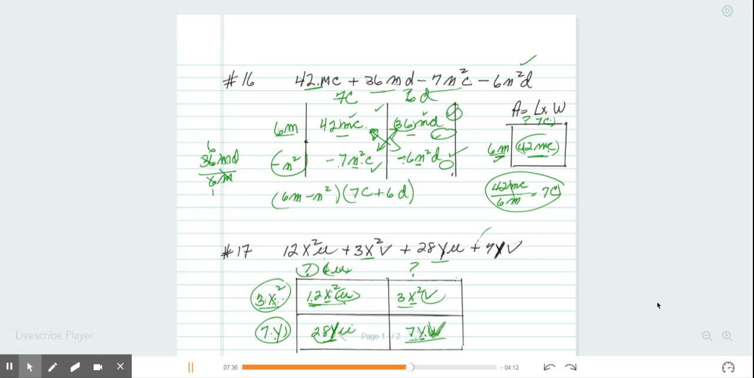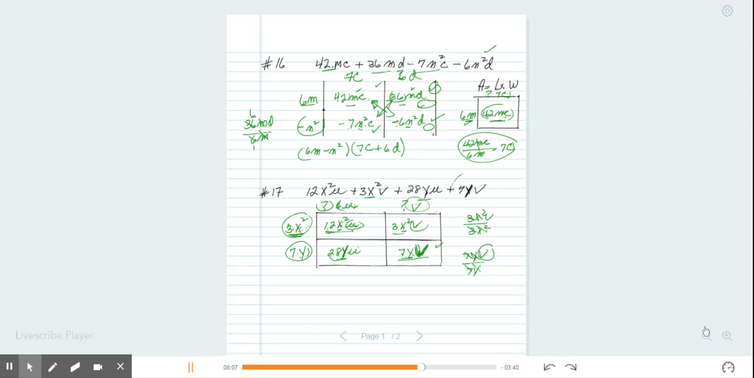Okay. Here again, you got to be careful with this. All right, so 3x squared v divided by 3x squared. Well, the 3's cancel out, the x squares cancel out, so I got a v here. Now, I could have done the same thing. I could have said 7yv, which is this box, divided by 7y. Guess what? The 7's would have canceled out, the y's would have canceled out, and you still get a v over here. All right, so what's the answer?